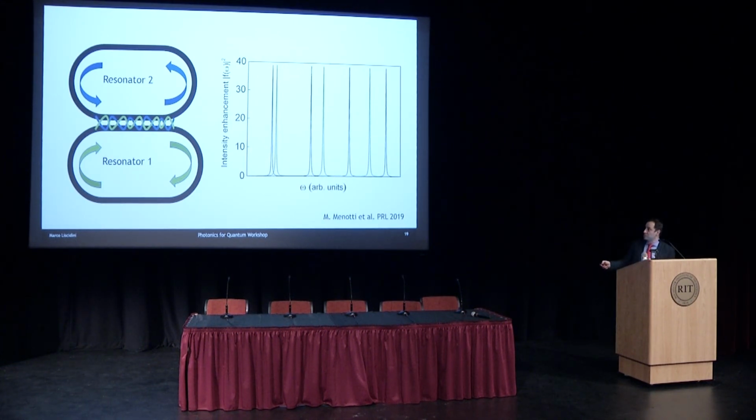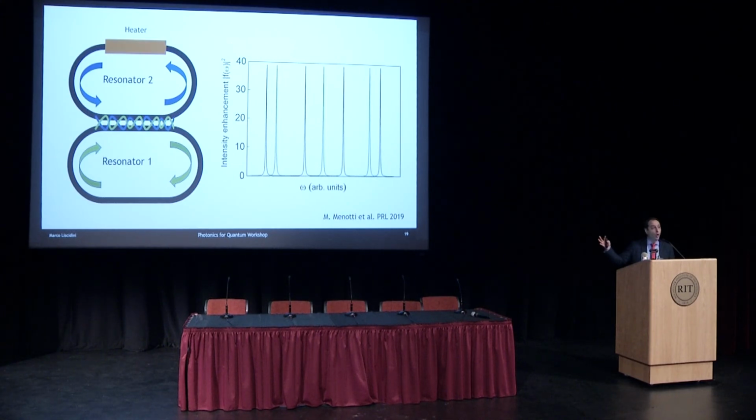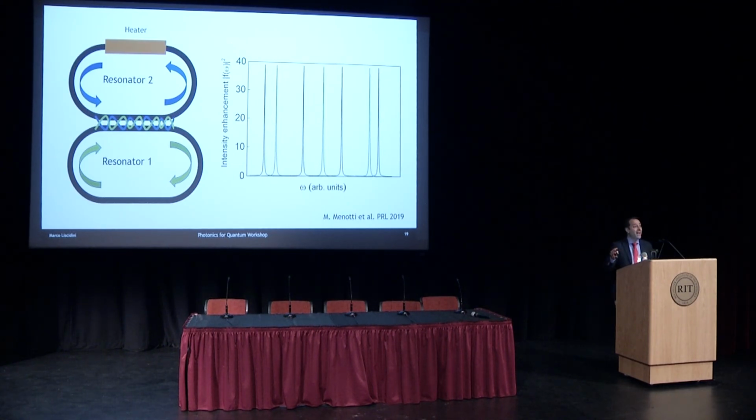Another interesting feature, because we move to the nonlinear coupling regime, is that if I put a heater, for example, on resonator number 2, I can shift all the comb of resonator number 2, and the resonator number 1 comb stays exactly the same. So I can compensate for any fabrication imperfection in resonator 2 without being worried that this will affect resonator number 1. This is very important for the job we want to do.